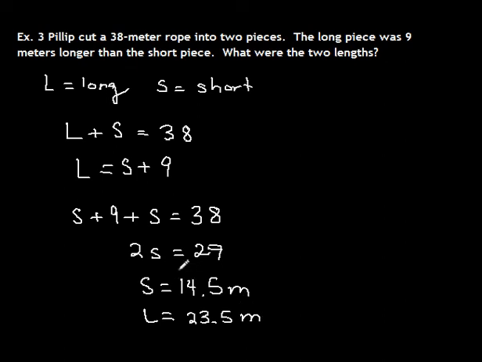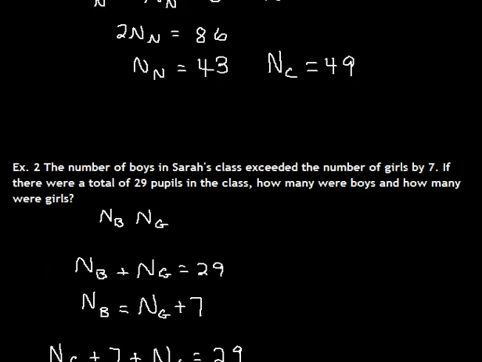So that's the rope kind of problems. In the rope kind of problems, you have to keep in mind what the size of the rope was at the beginning, and then the long piece and short piece add up to the whole rope. Alright, let's move on to the next one.